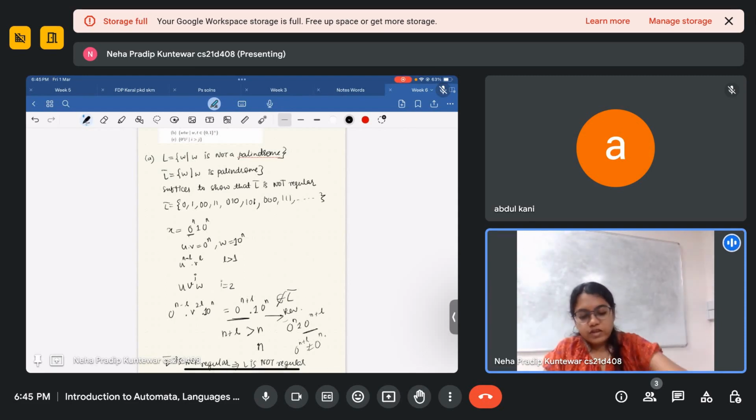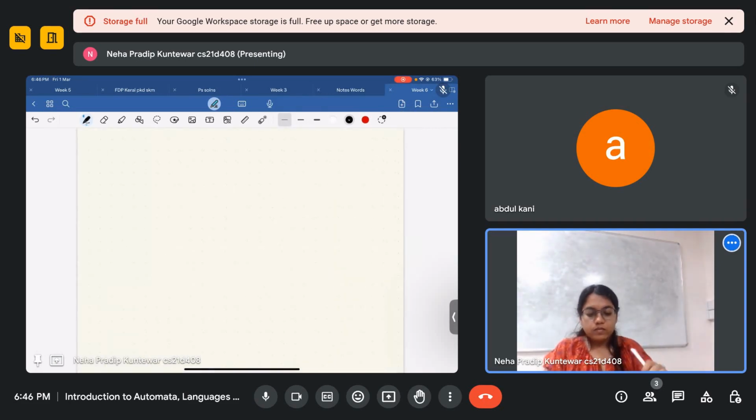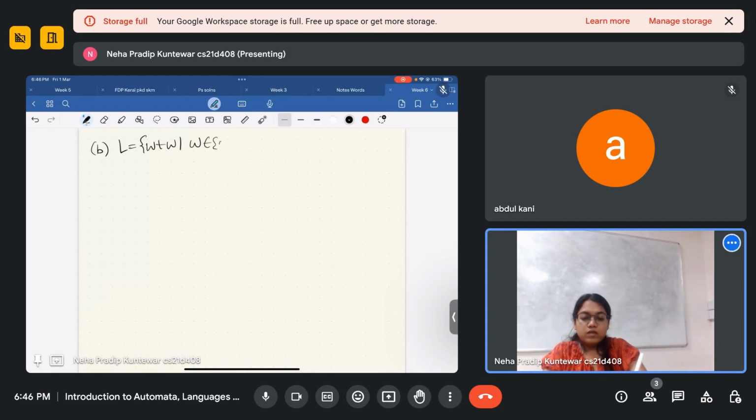Okay, so let's look at part B. Part B says that if L is the set of all strings WTW such that W is in {0,1}* and T is in {0,1}*, then you want to show that this is also not regular.